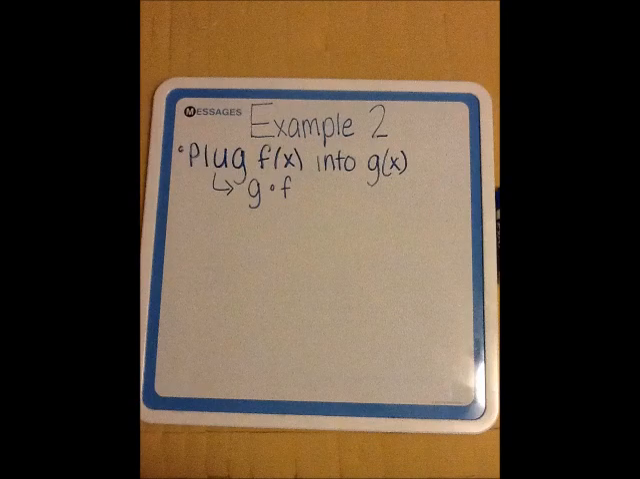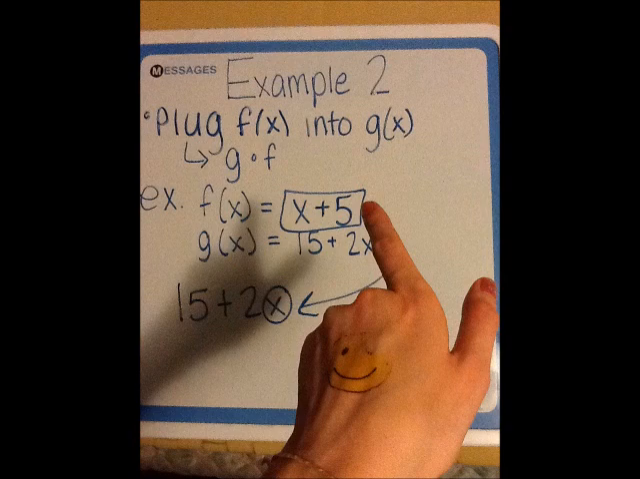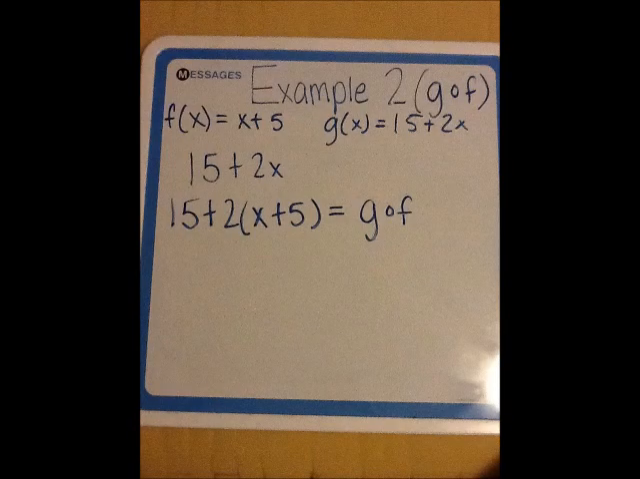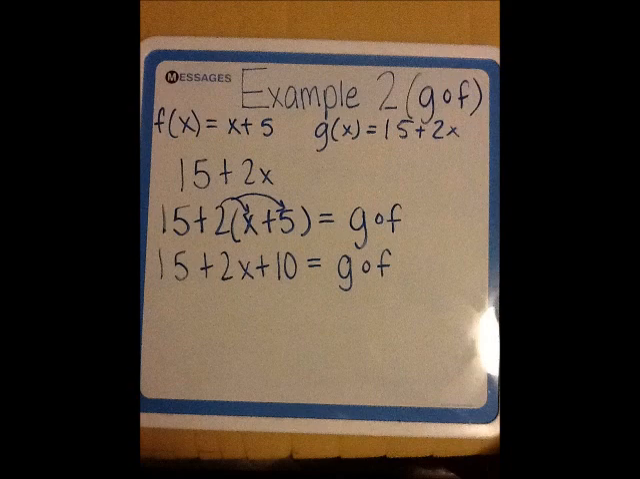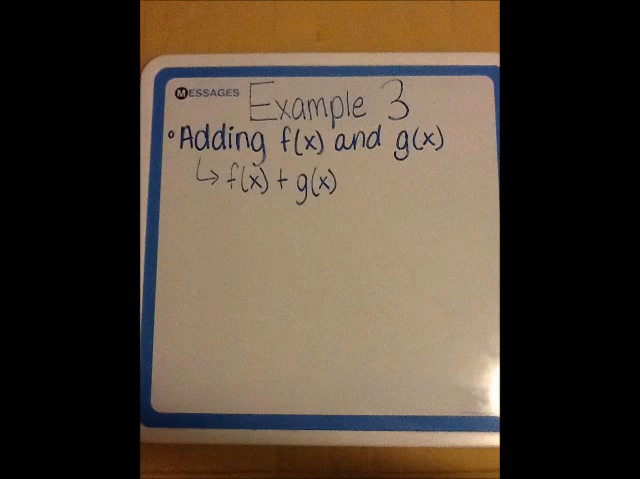Example 2 is plugging f of x into g of x, where you would write it the g of f. If you had f of x equals x plus 5 and g of x equals 15 plus 2x, you would plug the f of x plus 5, into the x of g. So rewriting it again, you would plug it in, distribute again, and eventually solve to get 25 plus 2x equals the g of f.